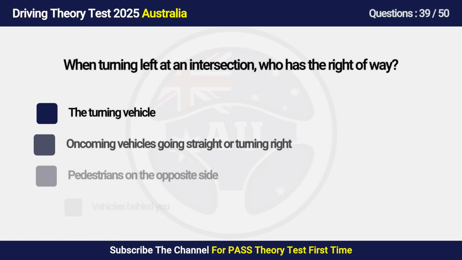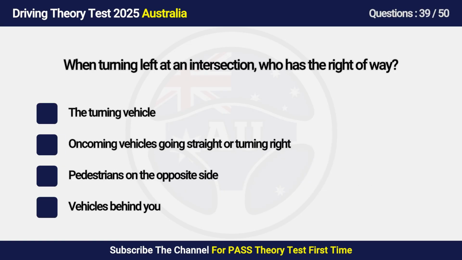Question 39. When turning left at an intersection, who has the right of way? A. The turning vehicle. B. Oncoming vehicles going straight or turning right. C. Pedestrians on the opposite side. D. Vehicles behind you.